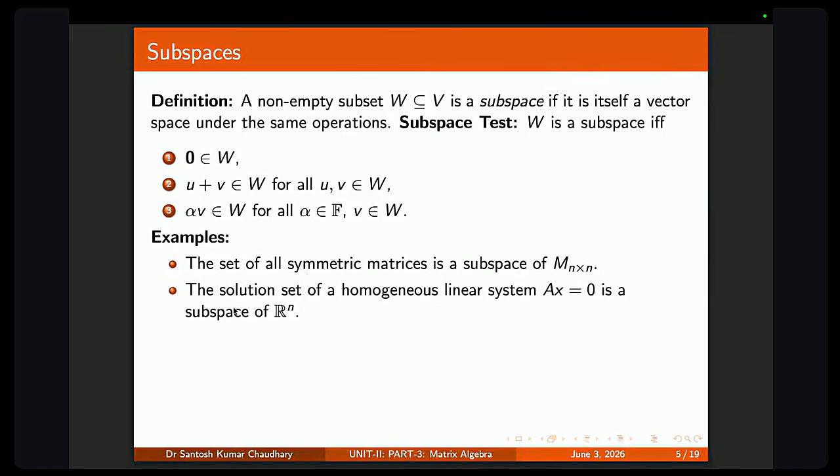W you can consider as the solution set of the homogeneous linear system Ax is equal to 0. This is also called the null space of A. Later we'll define this. So the null space of matrix A is the set of all x such that Ax is 0. So this null space will be a subspace of Rn.